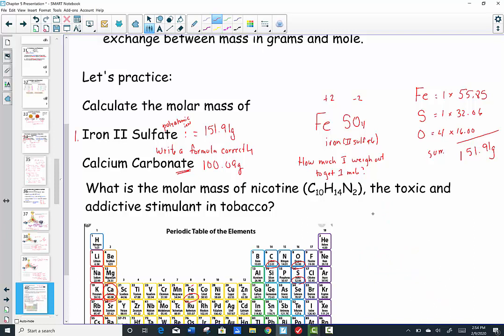Okay, carbon has a molar mass of 12.01, and there's 10 of them in the compound. Hydrogen has a molar mass of 1.01, and there's 14 of them in the compound. And nitrogen's molar mass right here is 14.01, and there's 2 of them. Let's sum all the atoms to find the mass of 1 mole of nicotine.